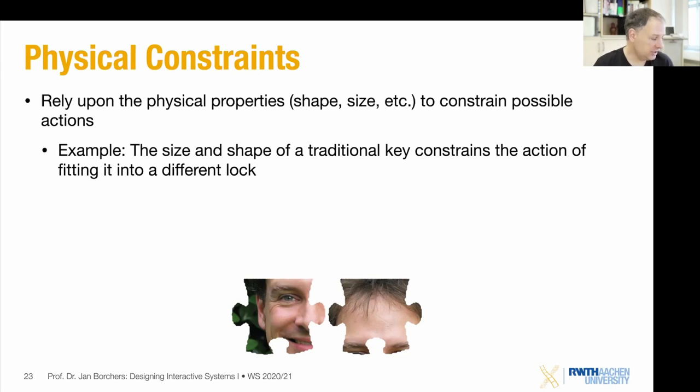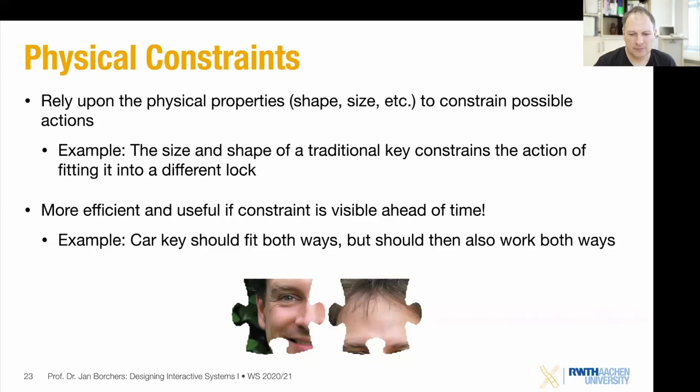On the other hand, if you have 5 security keys, and they all kind of look the same, that constraint is not working because you can't recognize it. It's a bit like with the affordances. If you can't perceive it, it doesn't work. If the constraint is visible ahead of time, then it's way more efficient and more useful, right?